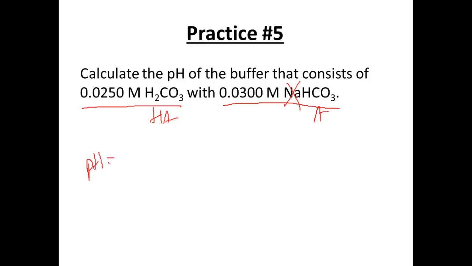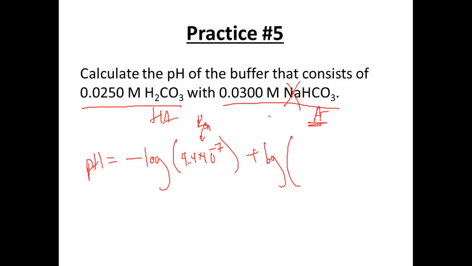pH equals pKa, and pKa means take the negative log of the Ka value. And the Ka value, we've actually seen this before. I'll just write Ka here. The Ka value is 4.4 times 10 to the negative 7th for this particular acid. And then plus log of the base over the acid. This is the conjugate base, so this is the base part, and that goes on top: 0.0300 divided by the acid portion, which is 0.0250. Alright, so punch in your calculator quick and then unpause this when you're done. Okay, and from this we end up with a pH of 6.44.